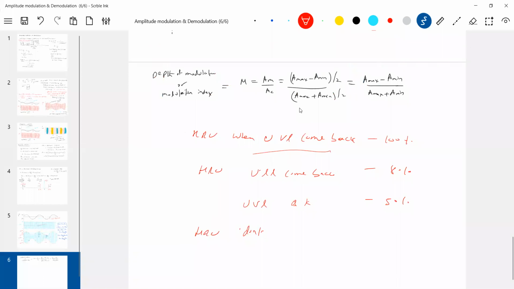The signal will be distorted. Why has this distortion come? When you modulate more, unnecessary information is being added. I think this 125% is the big trouble for me. These are the problems. So the information is very, very essential.